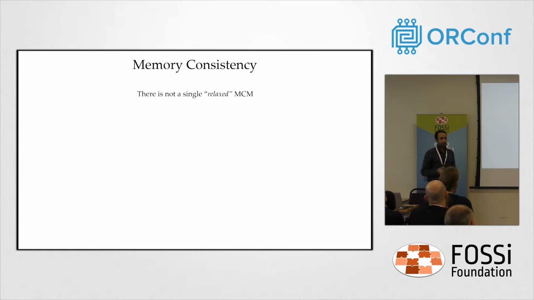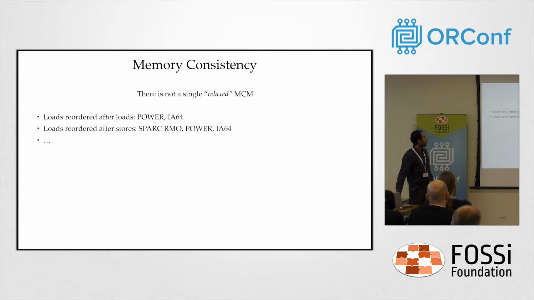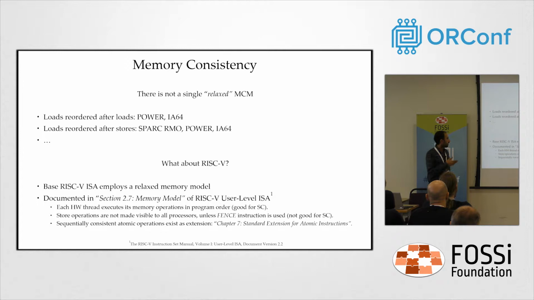So the thing is, there is not a single relaxed memory consistency model. There are lots of models, and different microarchitectures implement different MCMs. For instance, PowerPC only reorders loads after loads and that sort of thing. x86 has total store order, for instance, which you may have heard of. But what we're interested in is, what does the RISC-V ISA actually say about memory consistency? So basically, the RISC-V ISA employs a relaxed memory model, and it is documented in the ISA.